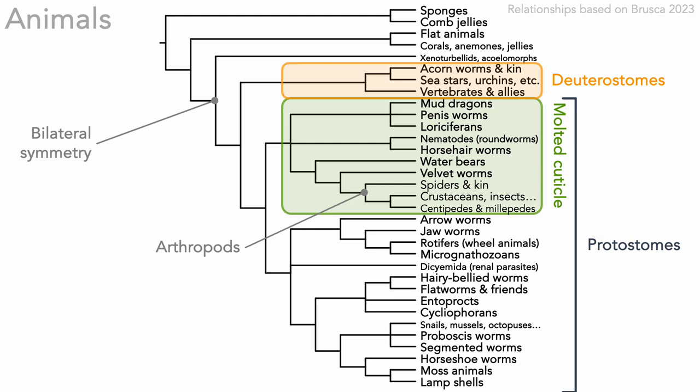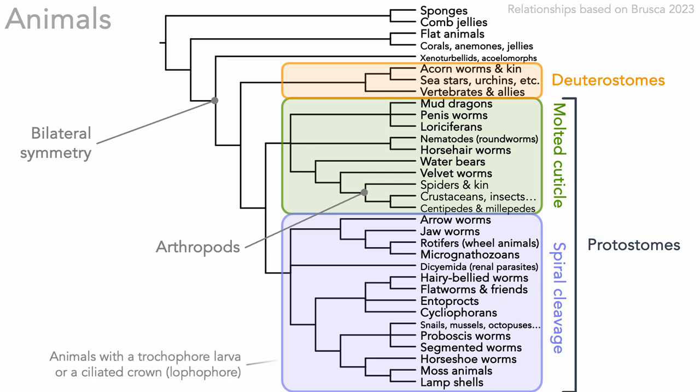The other major protostome clade is called spiralia. Members of this group, at some point, exhibited spiral cleavage during their early embryonic development. This trait has been modified or lost in many descendants. Sometimes the name Lophotrochozoa is used instead of spiralia, but this term really just applies to mollusks, segmented worms, horseshoe worms, moss animals, and their immediate relatives. These are animals with a trochophore larva or a ciliated crown called a lophophore, hence this name. There are a few other big groups of spiralian protostomes, like Gnathifera, which includes the arrowworms, jawworms, rotifers, and micrognathozoans.